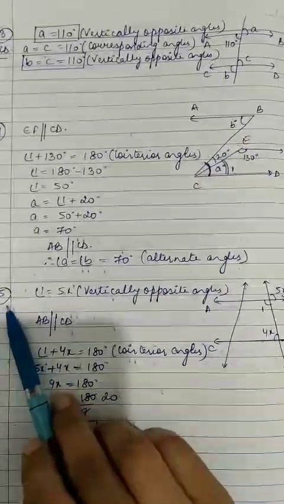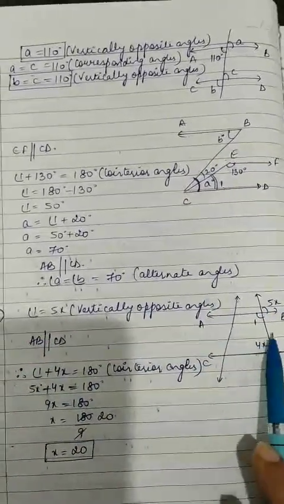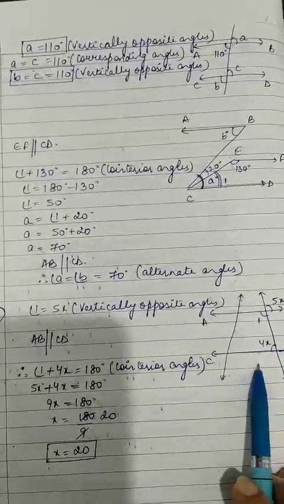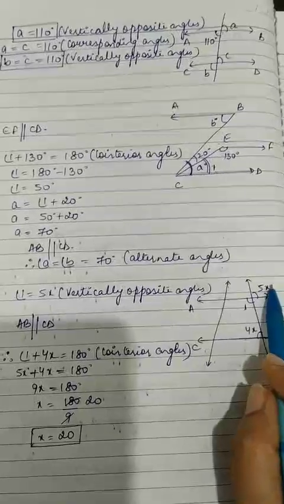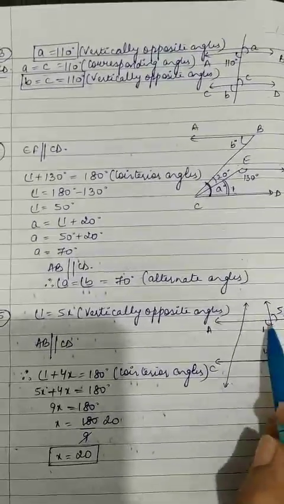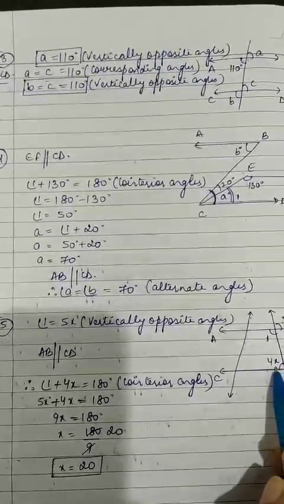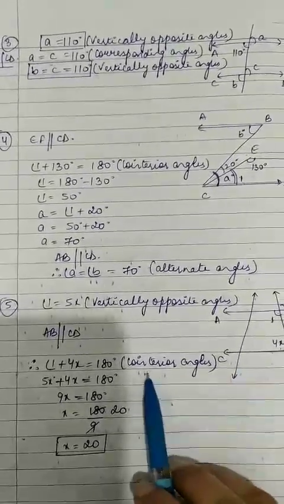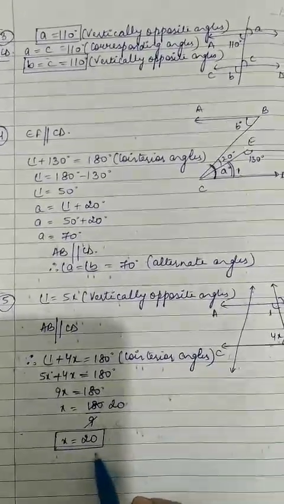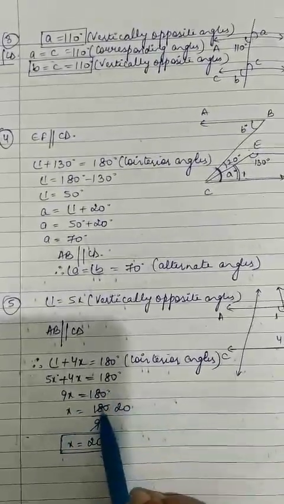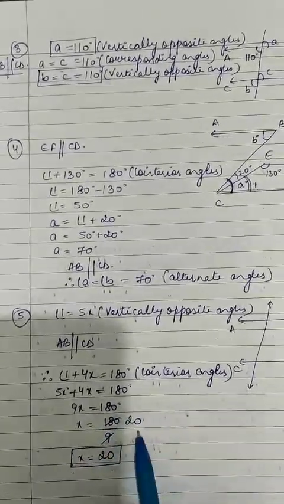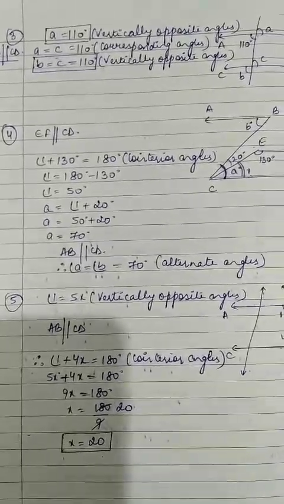Now question number 5, children. This is the figure given to you. They have told you to calculate the value of x from here. 5x, this is angle 1. So angle 1 is equal to 5x. Reason, vertically opposite angle. And angle 1 plus 4x is equal to 180 degrees. Reason, co-interior angles. So from here you can calculate the value of x, which is 5x plus 4x, 9x is equal to 180. x is equal to 180 by 9, 20, and x is equal to 20.